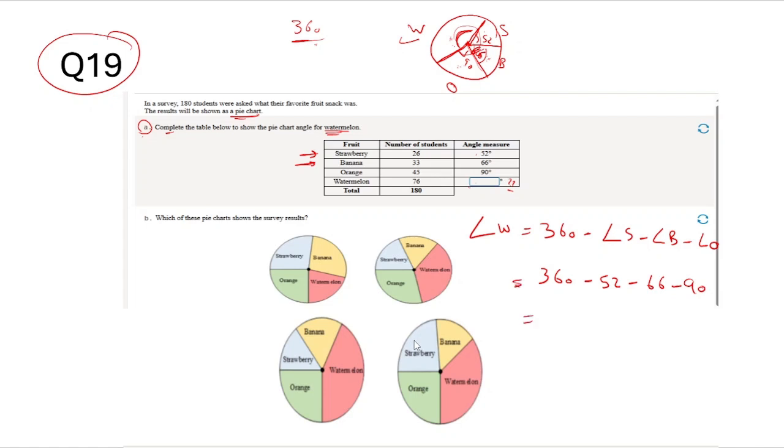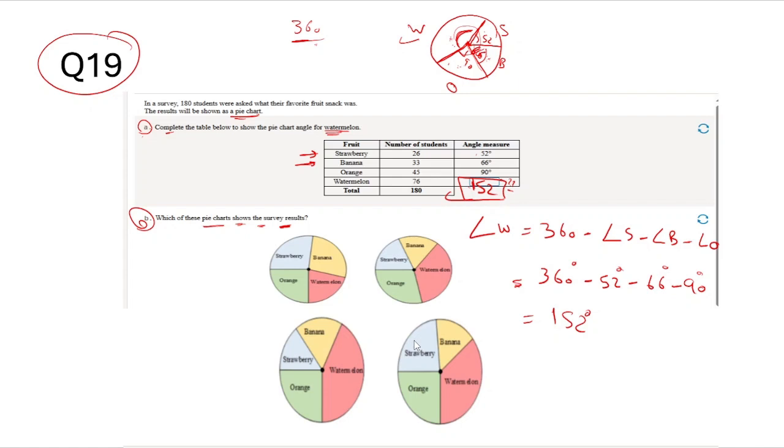So let's do the calculation. We'll say 360 minus 52 minus 66 minus 90. So the answer will be 152 degrees. Okay? So that means the answer here is 152. Okay, question number B. Which of these pie charts shows the survey results? So we already drew the pie chart here.